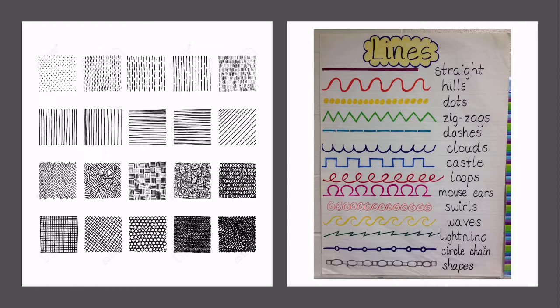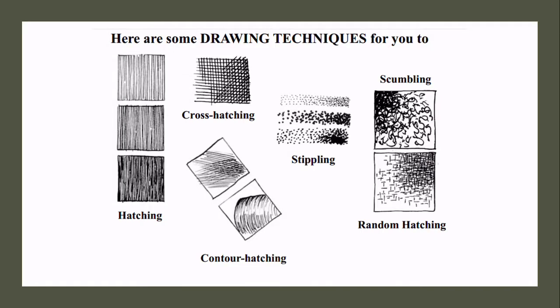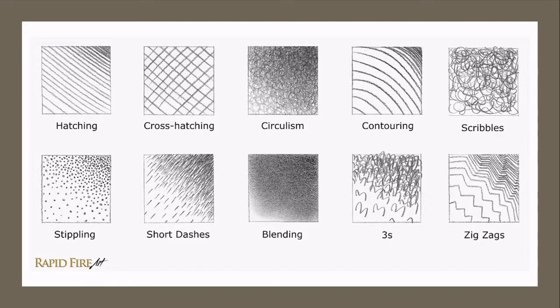So I want you to have a look here at the examples of the lines on the left hand side, and you can see someone's created all different types of lines, which is what we're going to be doing today. Before you start doing this though, I want you to have a look at some drawing techniques. So we've got hatching, cross hatching, contour hatching, stippling, scumbling, and random hatching. And then we've also got circlism, blending, short dashes, threes or mouse ears, and scribbles.